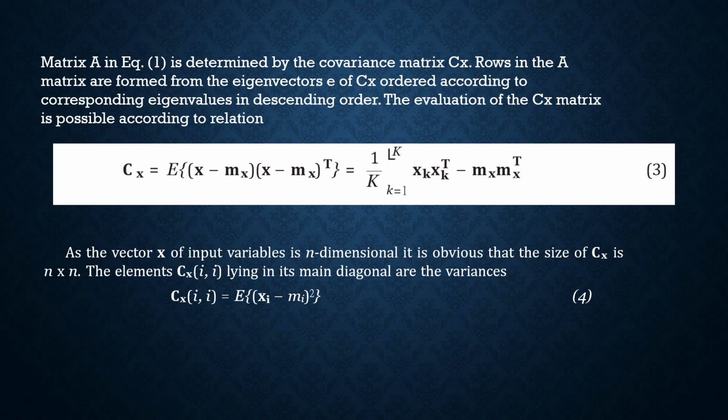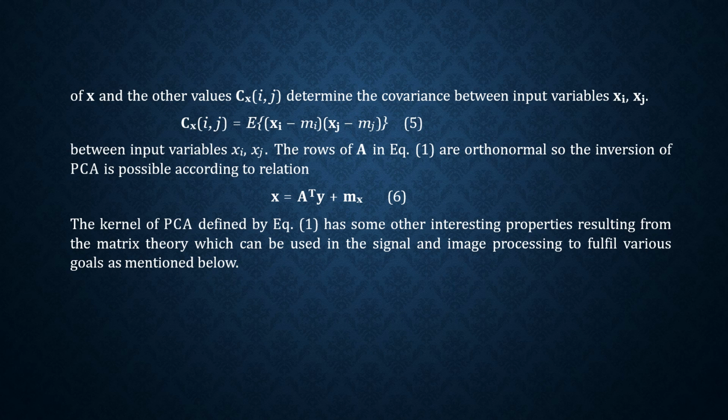Matrix A in equation 1 is determined by the covariance matrix Cx. Rows in the A matrix are formed from the eigenvectors E of Cx, ordered according to the corresponding eigenvalues in descending order. The evaluation of the Cx matrix is possible according to the relation. As the vector x of input variables is n-dimensional, the size of Cx is n cross n. The elements C of i,i lying on its main diagonal are the variances of xi, and the other values C of i,j determine the covariance between input variables xi, xj. The rows of A in equation 1 are orthonormal, so the inversion of PCA is possible according to the relation.